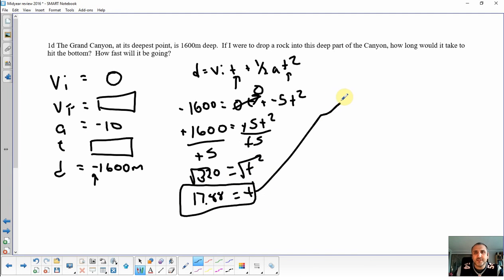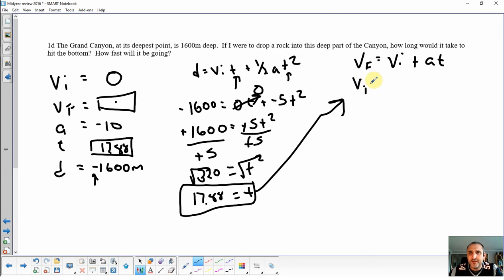The next thing we want to know is how fast is it going to be going when it hits the ground, or when it hits the Colorado River at the bottom of the Grand Canyon. I think the best equation to do that, now that we have time, is going to be VF equals VI plus AT. And let's just plug and chug.